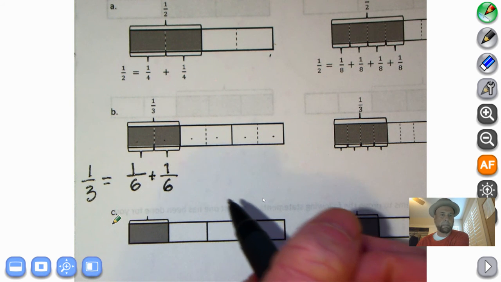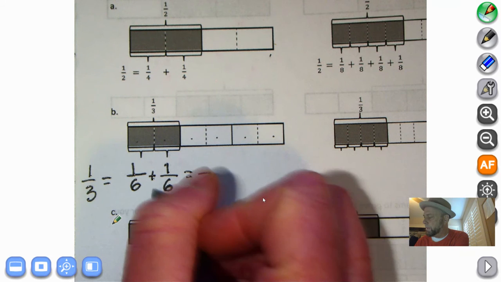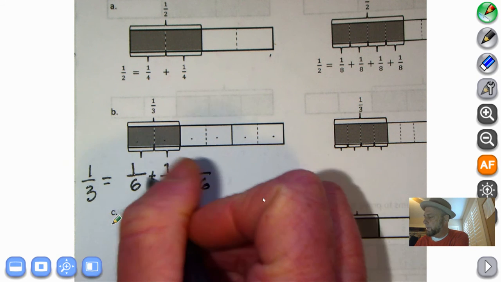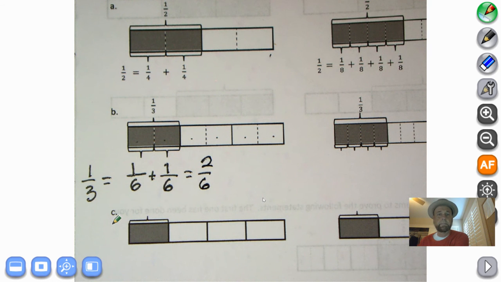And we can see, plain and simple, 1/6 plus 1/6, and that will equal what? Remember, we don't add the denominator. Add the numerator. 1 plus 1 is 2, and we get 2/6. Ta-da!